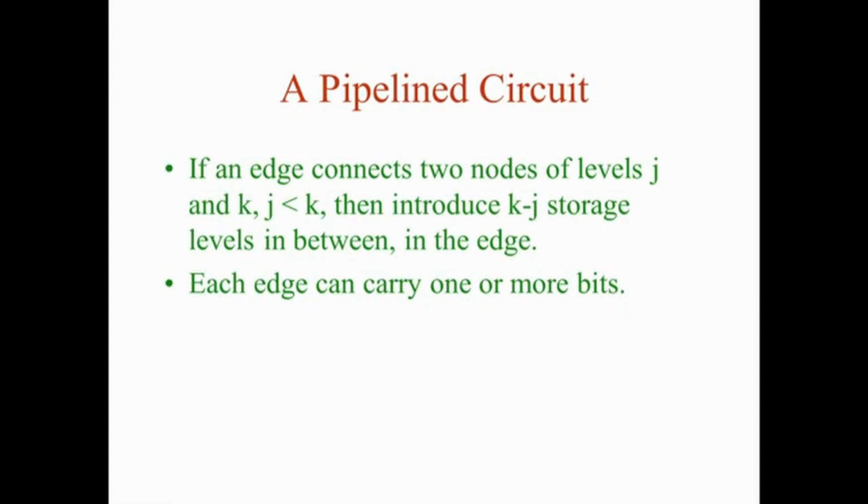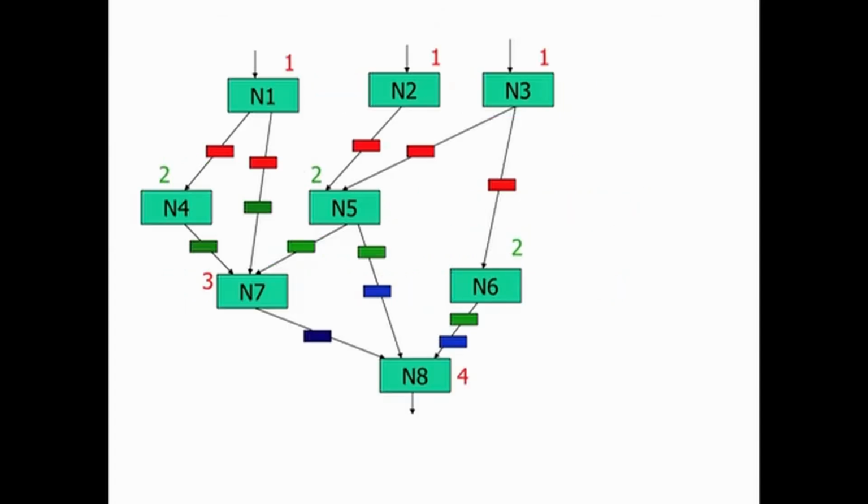Now what we do to pipeline this circuit, we connect it with the edge so that for every edge that is connecting between j and k, where j is some level, k is another level, I will put k minus j storage levels in between. For example, N1, N2, N3 are in level 1, N4, N5, N6 are in level 2, N7 is in level 3, and N8 is in level 4. Now between N1 and N4 there is an edge.